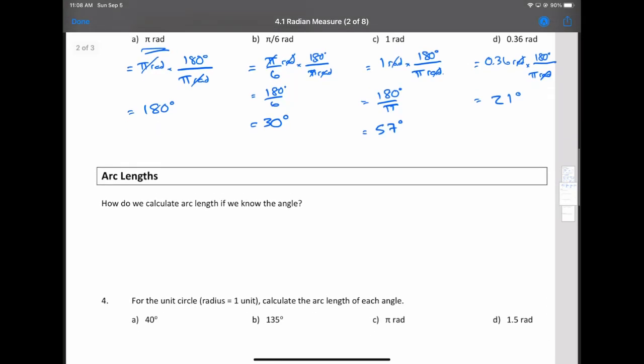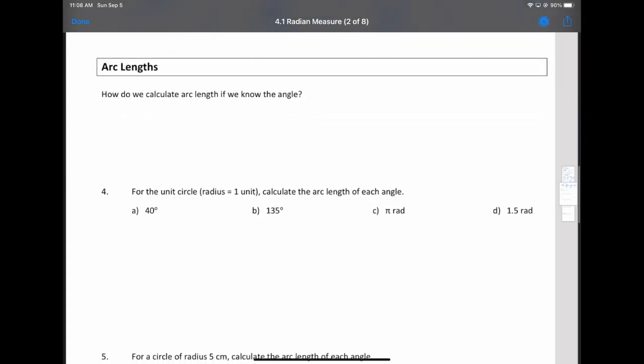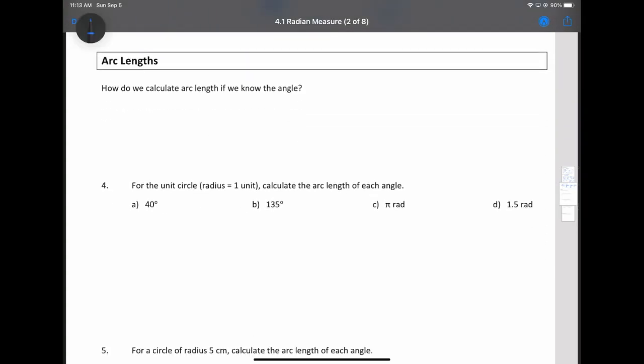Okay, arc lengths. Just before we get to the actual calculation of an arc length, just going to put a little reminder that the circumference of a circle is 2 pi r. Now that's not radians, that's actually distance. Circumference is measured in centimeters or whatever, but it is going to come in handy.